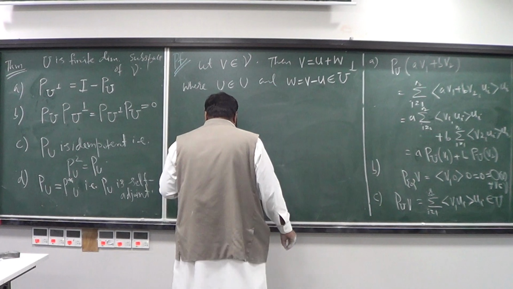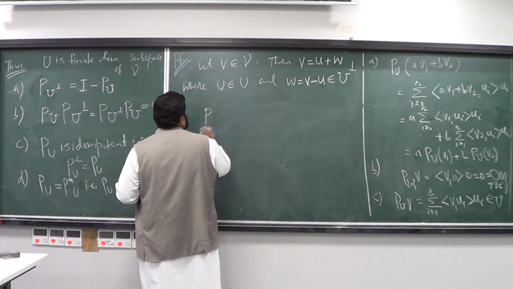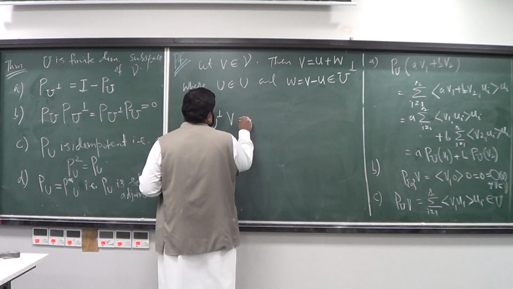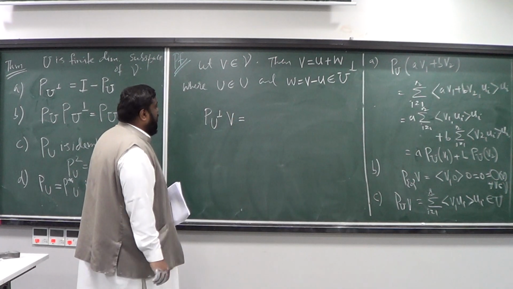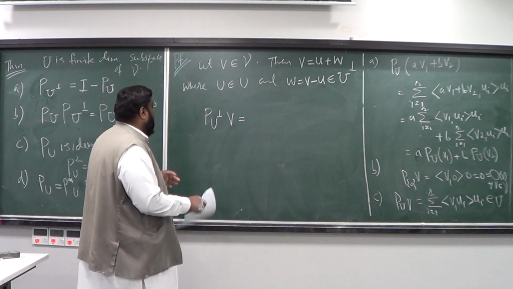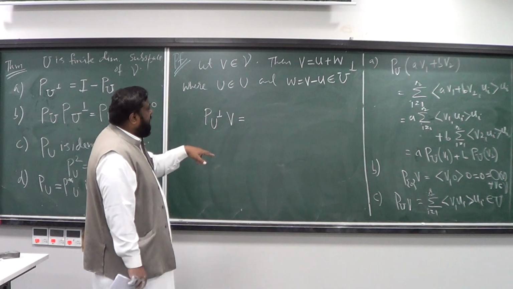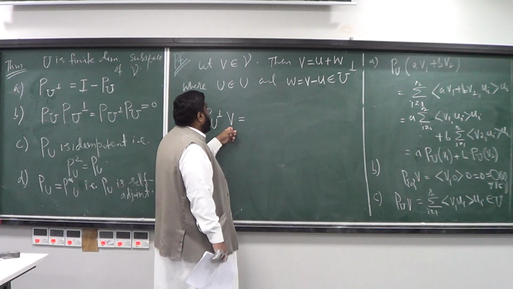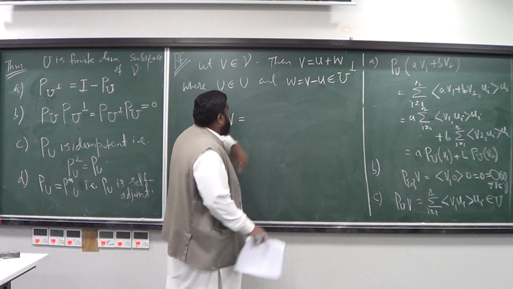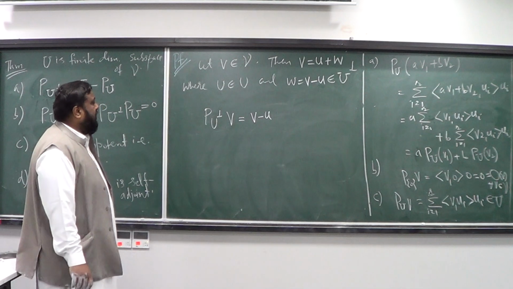Now let's compute the P of U perp operated onto V. So the P of U perp operated onto V is going to be what vector? It is going to project it onto U perp. And what is the vector corresponding to V in U perp? It is equal to V minus u.